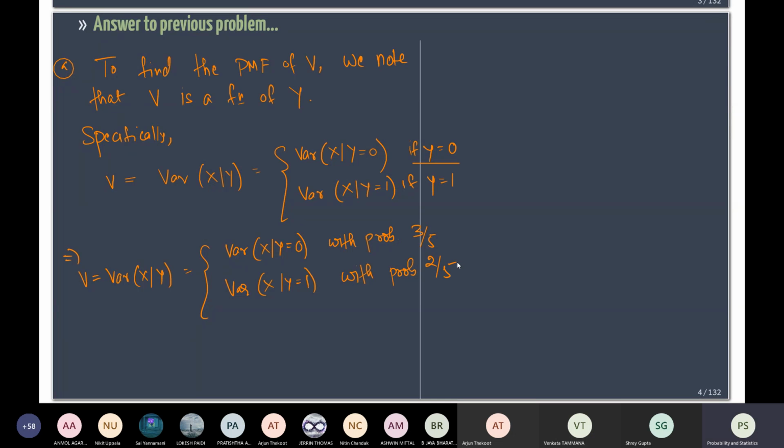So for Y equals 0, it happens with probability 3/5. This is because Y is Bernoulli.